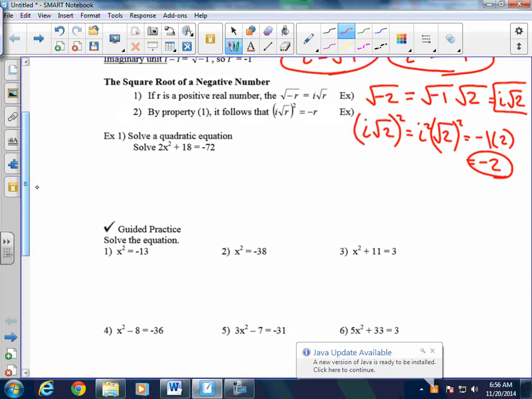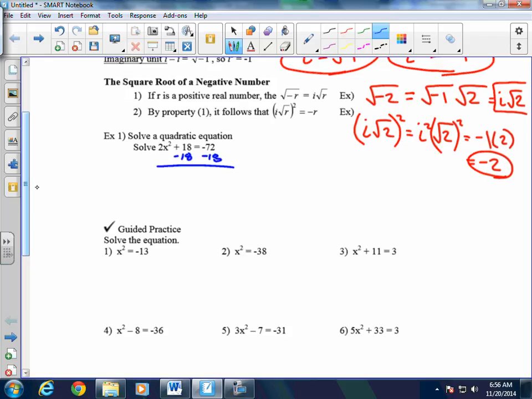So what we're going to use that for is problems like example 1. We're going to solve these. So if we solve this quadratic equation, again, we're going to do it using the exact same method we did yesterday, solving by square roots. Notice there's no x term in here, so we're going to solve that. So we're going to subtract 18 from both sides. We have 2x squared equals -90. Then we're going to divide by 2. So we have x squared equals -45.